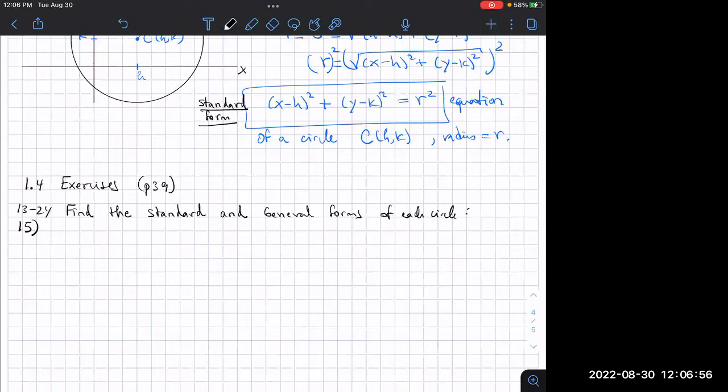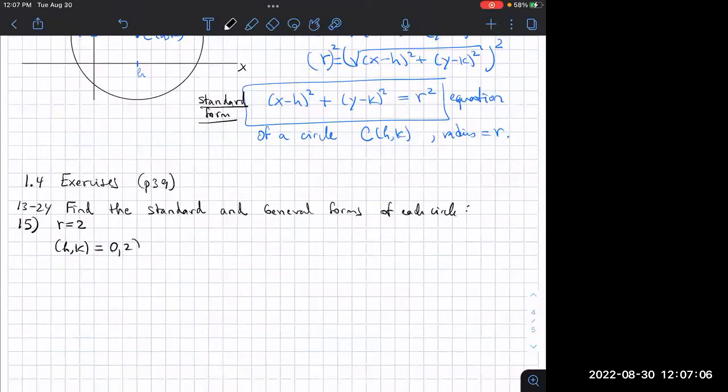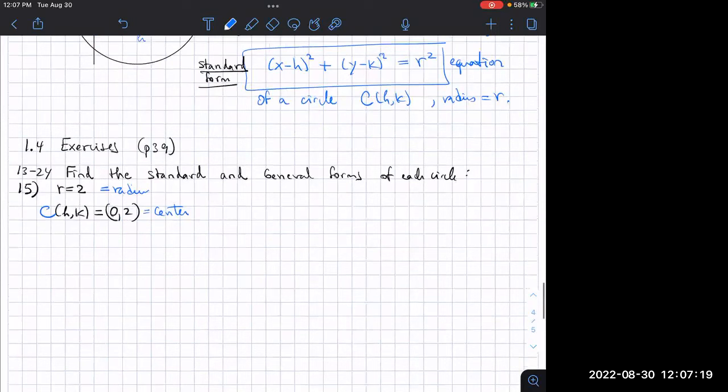Okay. 15, the radius is 2, yes. And h comma k is 0. So then this is the radius, and this is the center. Okay, so then we go directly and we say h. Notice that r equals 2. That means that h equals 0 and k equals 2, and then you just plug in.